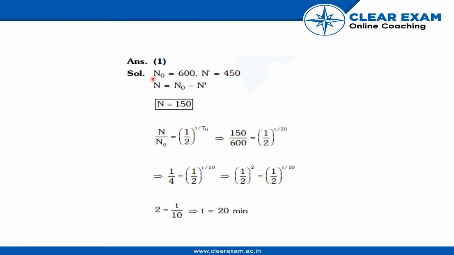Let's see the solution. N naught is equal to 600, N dash is equal to 450, N is equal to N naught minus N dash, which is 150. N by N naught is equal to (1/2) to the power of t by T half, which is 150 by 600 is equal to (1/2)^(t/10). This implies 1/4 is equal to (1/2)^(t/10), which implies (1/2)^2 is equal to (1/2)^(t/10). So 2 is equal to t by 10, which gives t is equal to 20 minutes.